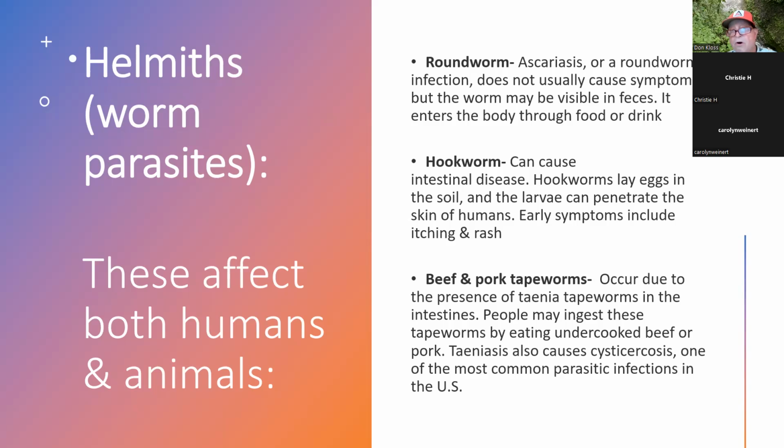Next is hookworm, which I think a lot of people are familiar with, which can cause intestinal diseases because the worm lays its eggs in the soil, and that's how we can get it through fruits and vegetables that are not properly washed. The larvae also can penetrate the skin of humans just through touch. Early symptoms of this include itching and rash.